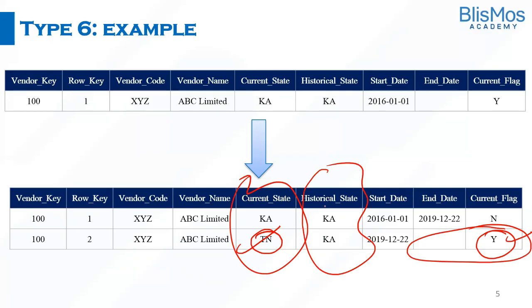Wonderful. We understood type 6 SCD, which is a hybrid of SCD1, SCD2 and SCD3. I hope you got how the changes are tracked and managed in a data warehouse through SCD types. That is it: SCD type 0, 1, 2, 3, 4 and 6. Please remember all these things because this is very, very important in terms of data warehouse implementation.